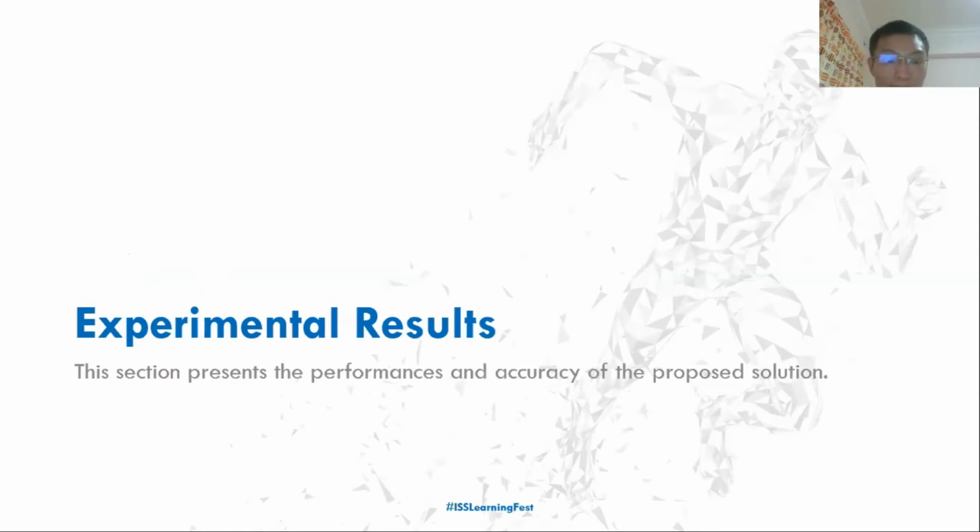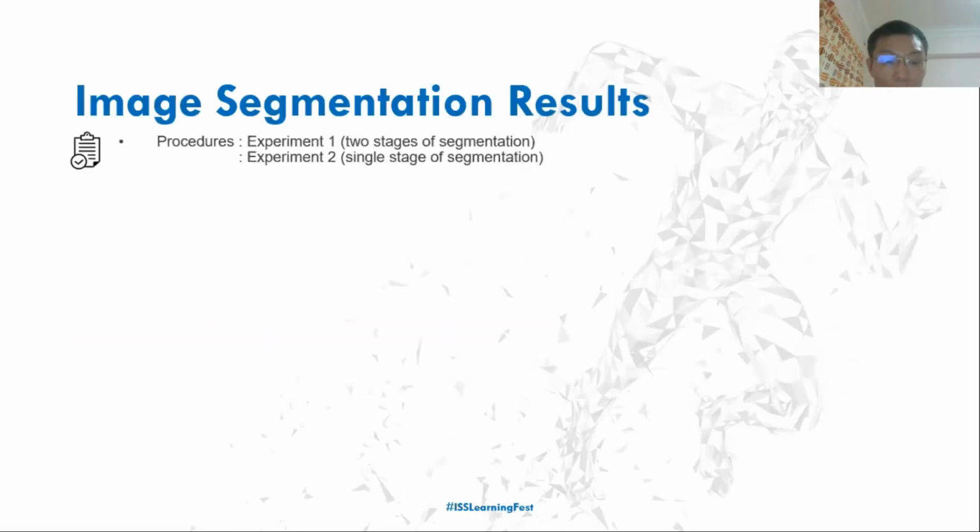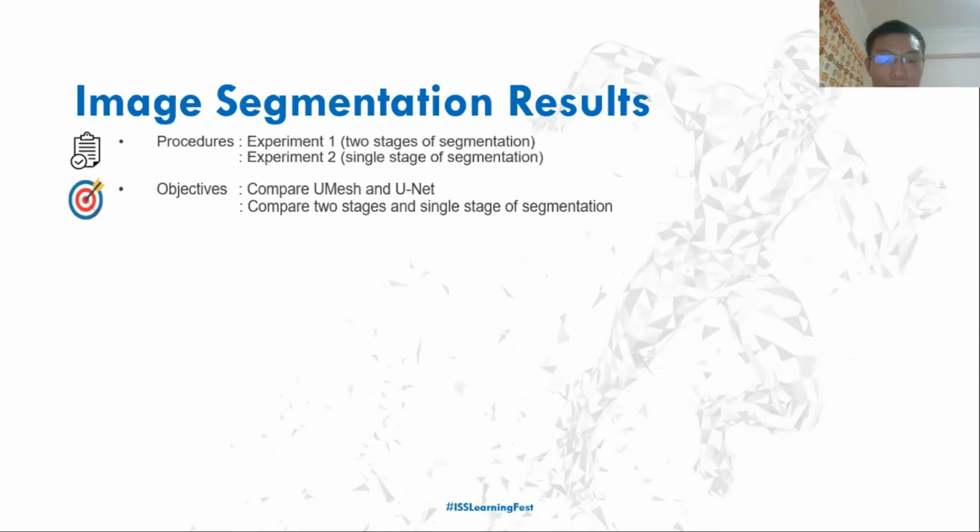Now we will share and highlight the experimental results of the proposed solution. Two experiments were conducted. Experiment 1 represents the proposed solution, which uses a two-stage segmentation network, while experiment 2 is based on a single-stage segmentation. There are two objectives. First, to compare between UMesh network and UNet. Second, to determine whether multiple stages of segmentation and its annotated labels have an impact on the overall system performance.